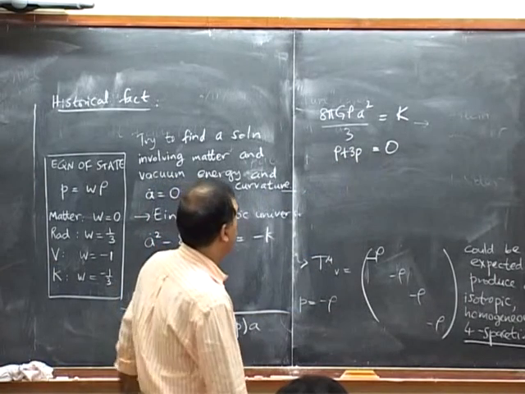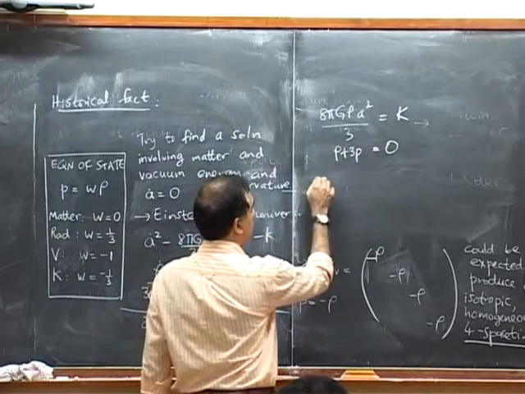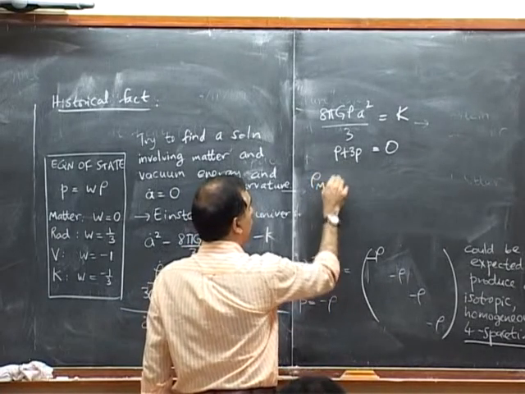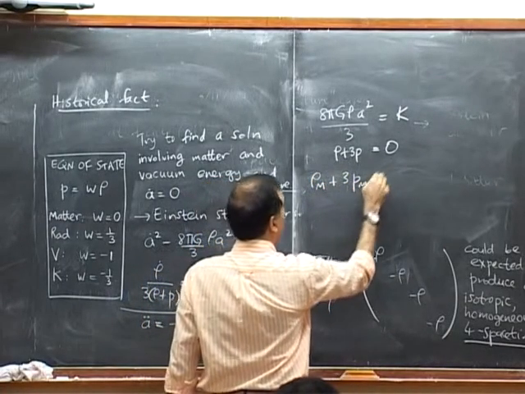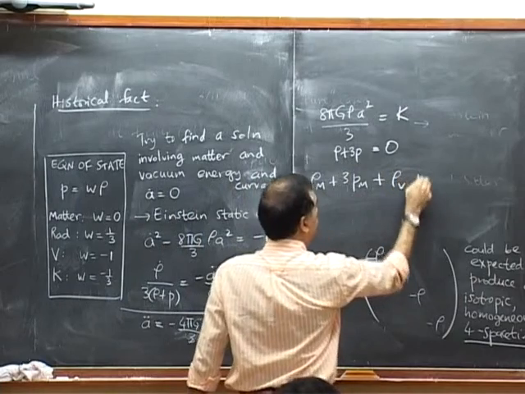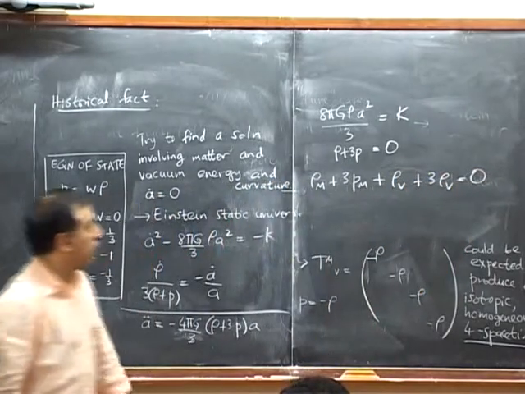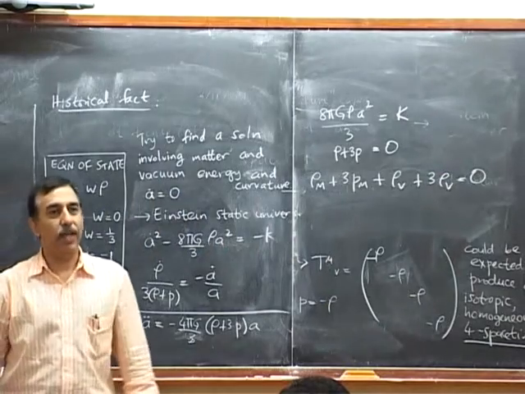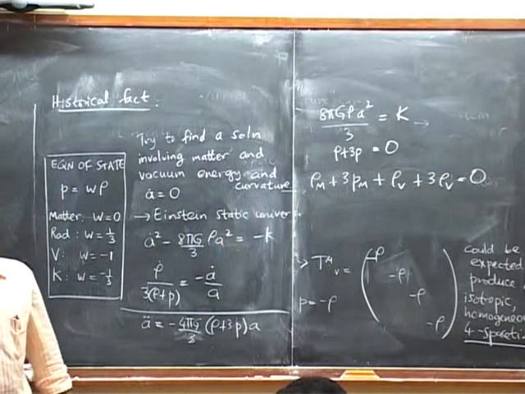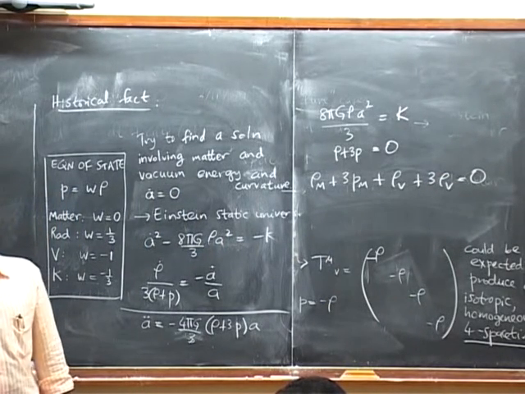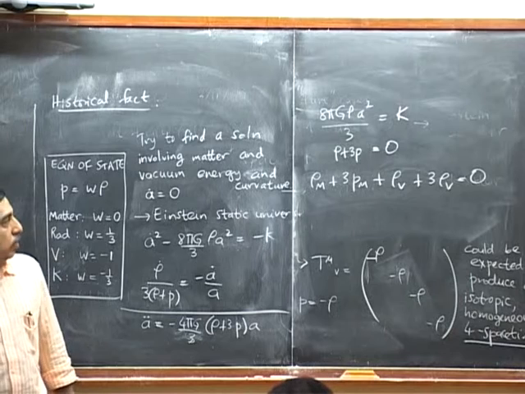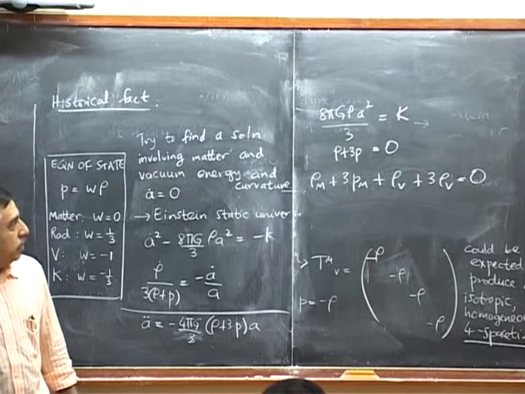So if you are taking only matter and vacuum energy, then this equation simply says rho m plus 3p m plus rho vacuum plus 3p vacuum equals 0. So here we see that when we say rho, we really mean the sum of densities. When we say p, we mean the sum of pressures of all the types of content in the universe. Okay. So now what can we say about this?